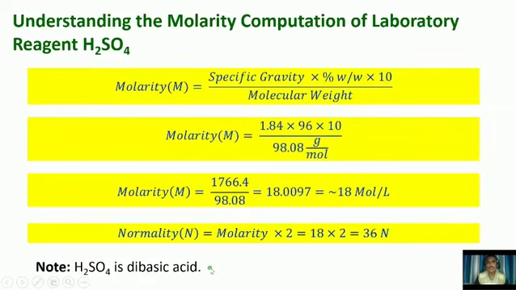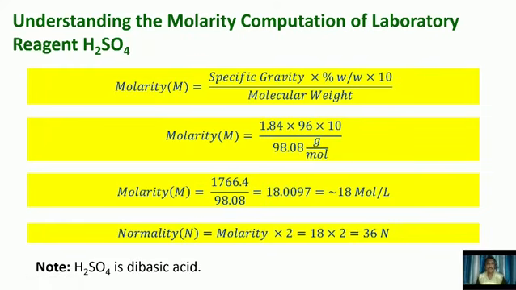Okay. Now, understanding the molarity computation of laboratory reagent H2SO4, this formula we have already seen in the earlier slide. You can see that specific gravity into percent weight by weight into 10 divided by molecular weight. So we will put the values. 1.84 is the specific gravity value. It is not having any unit, my friends. And for instance, we have taken here 96% pure H2SO4.